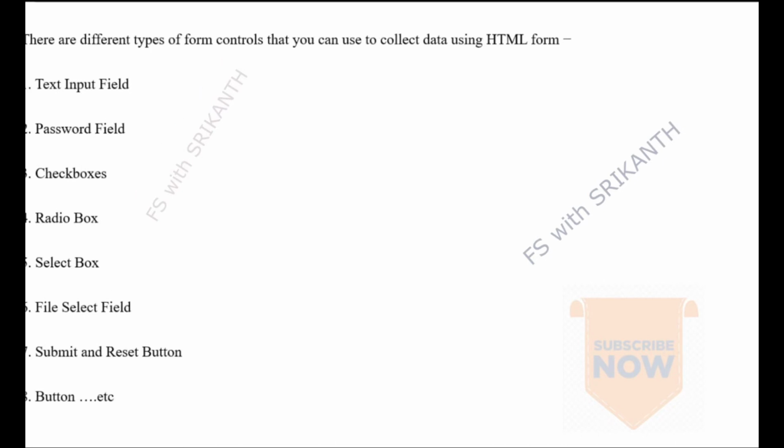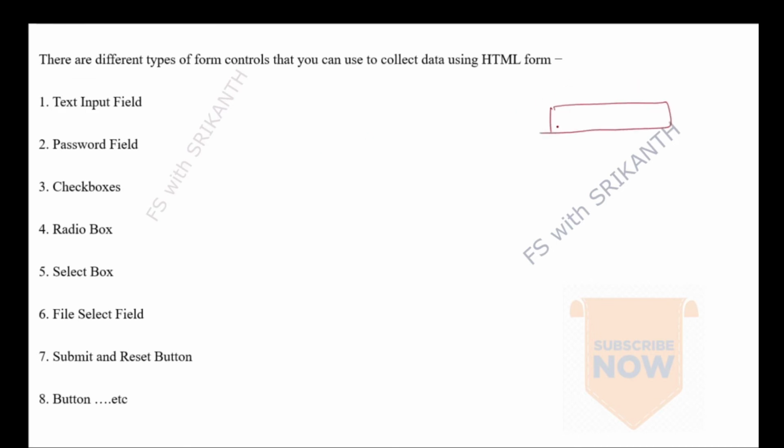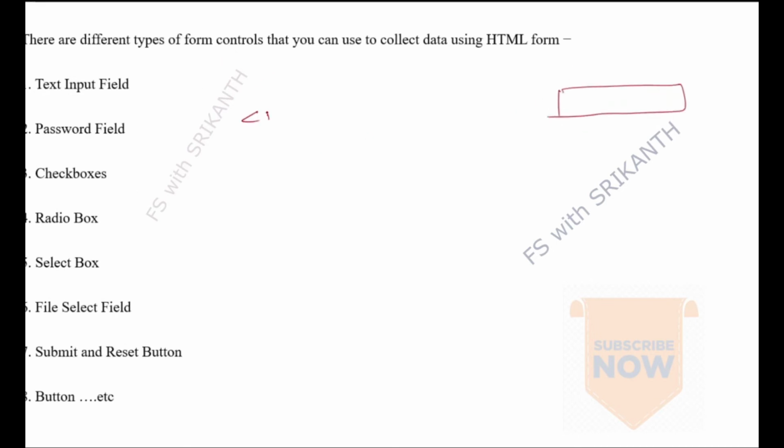Suppose we want to create a text field, like this one, for collecting the user name. For that we use the input element, the input tag, which has one of the most important attributes, that is type. When we use the type value text, it automatically creates this text box, and whatever we enter, suppose ABC, appears the same.